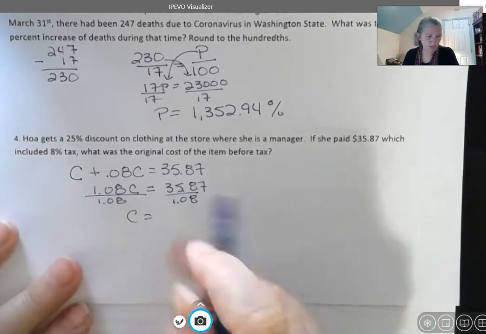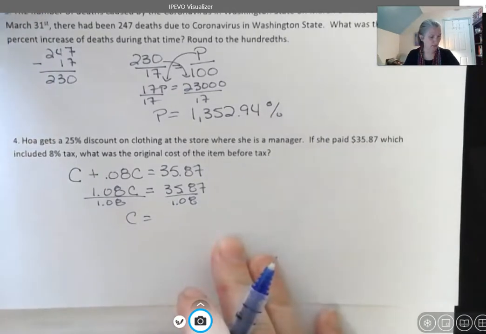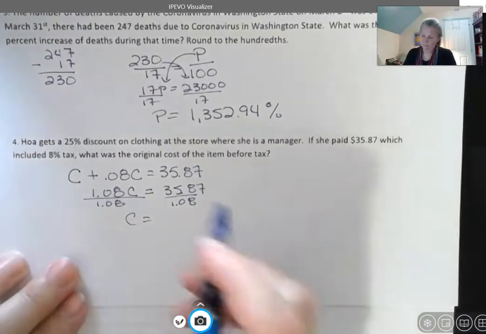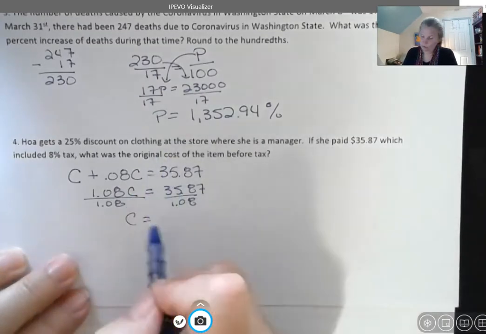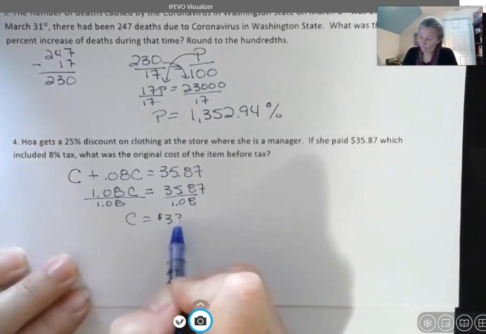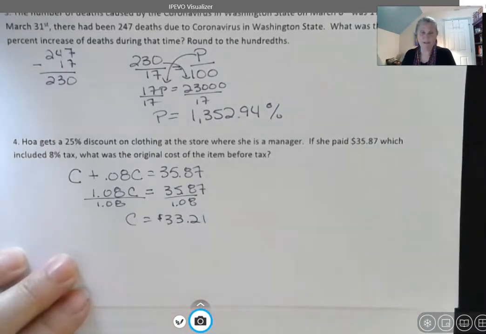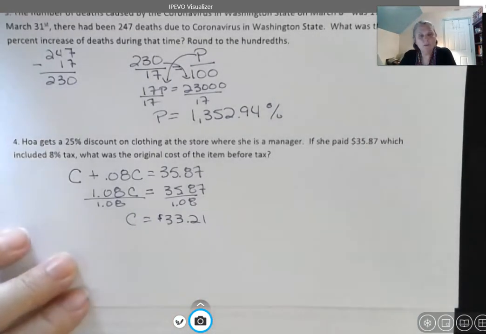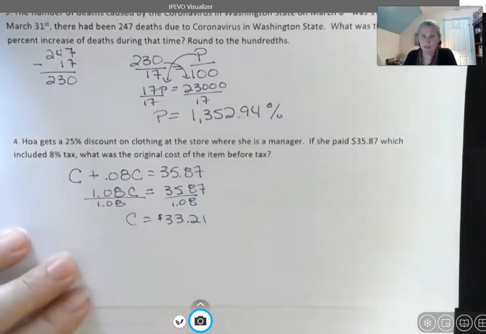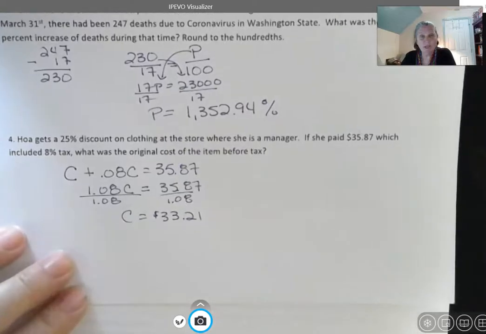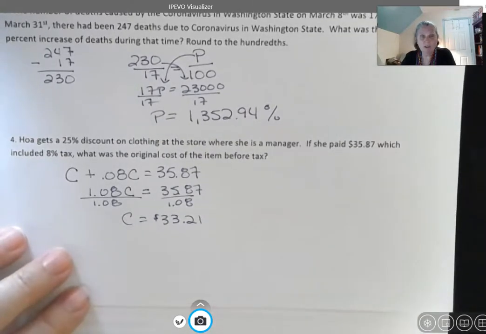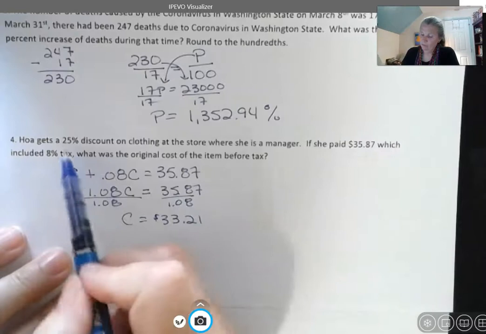And that will tell you the cost of the dress before we find out what the original cost was. So that's $33.21. I did that earlier. Okay, so that's what she was going to pay for the dress, and then they added 8% on, and she paid $35. But what we're asked is, what would she have paid before the original cost, back before she got her 25% discount?